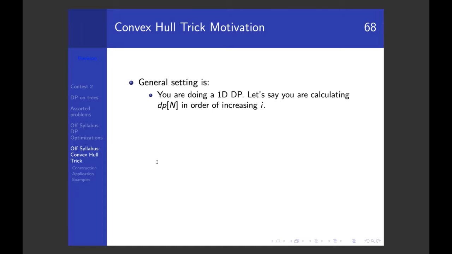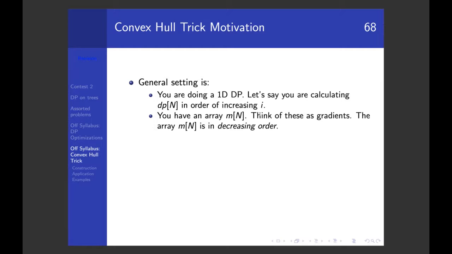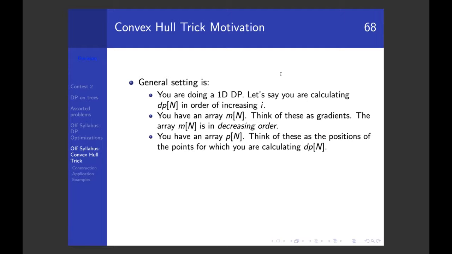The general setting is doing a 1D DP, for example. Let's say you're calculating dp[i] for increasing i. And let's say you've got an array m of size n. You can think of these as gradients of lines. I'm going to say this is in decreasing order, so our gradients are decreasing as i increases. You have an array p of size n. These are, let's say, positions.